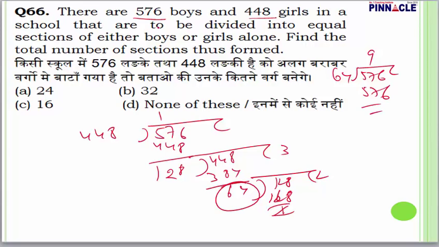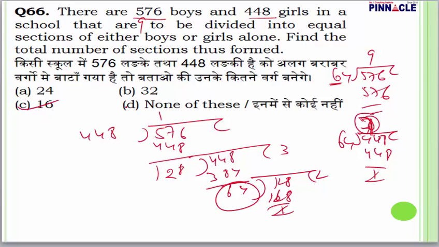It means we can divide 576 by 64, then it will be 9. So the biggest group size would be 64, and there will be 9 groups of boys, and 448 divided by 64 gives 7 groups of girls. So 9 plus 7, that is 16, would be the total number of groups. Find the total number of sections, that is 16, 9 boys, 7 girls. We have taken the HCF of both, which means the biggest factor would be 64. Answer is C in this case, 16.